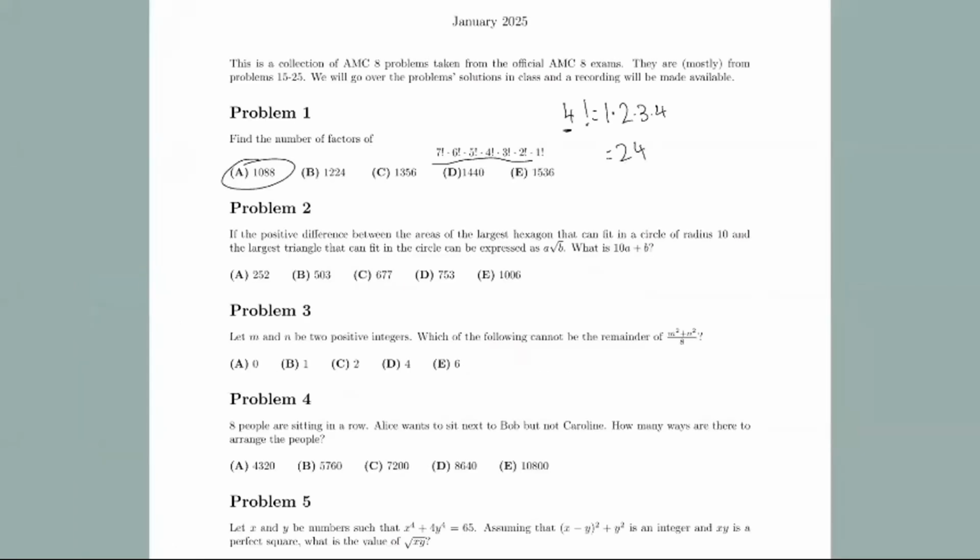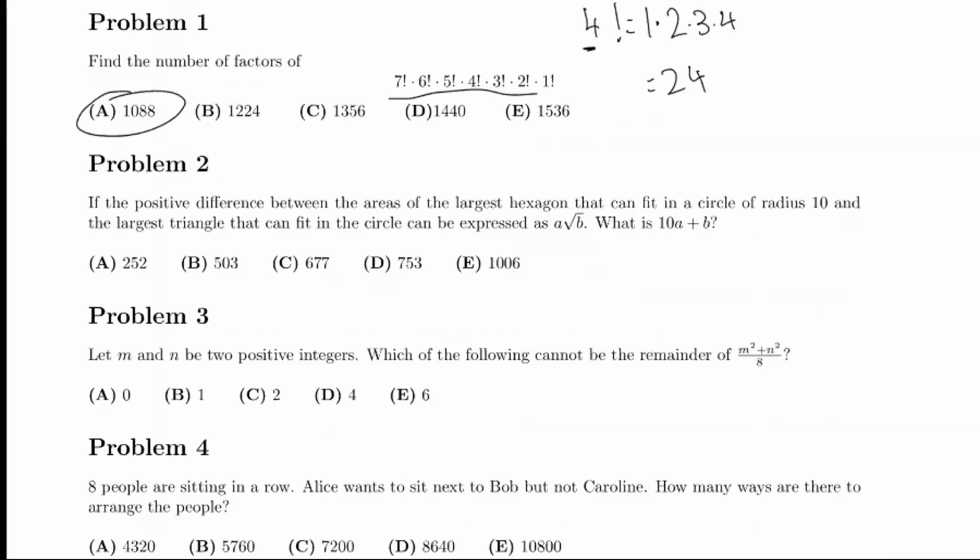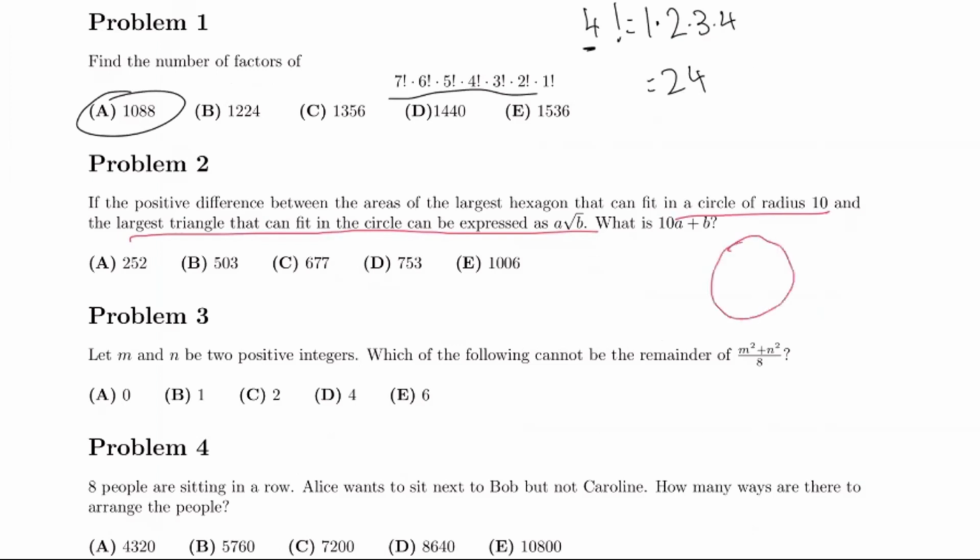So it says if the positive difference between the areas of the largest hexagon that can fit in a circle of radius 10 and the largest triangle that can fit in the circle can be expressed as a root b, what is 10a plus b? So let's draw a quick diagram. The area of the largest hexagon that can fit in a circle of radius 10, so we have a hexagon, something like that, and the largest triangle that can fit in the circle, so something like this. What is the difference between those? Basically, that's what the question is asking us.